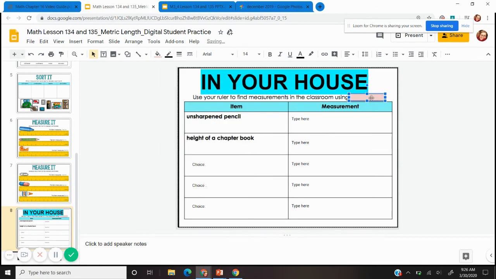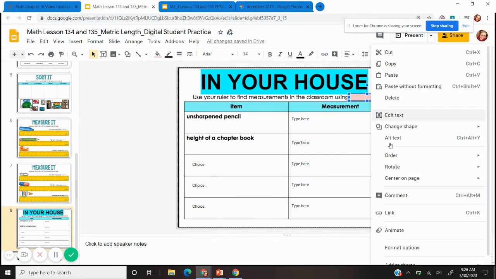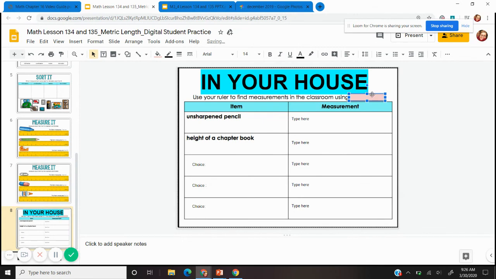But I am expecting and hoping that every house does have a ruler. So please use a ruler to measure an unsharpened pencil. If you only have a sharpened one, that's fine too. Use centimeters to measure the height of a chapter book. And then you get to pick. You get to pick 3 choices right here. You get to tell me what you're measuring.